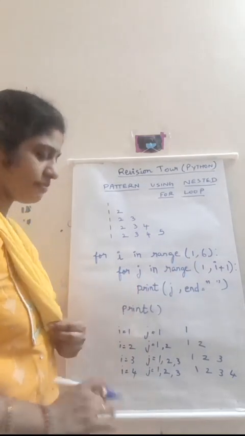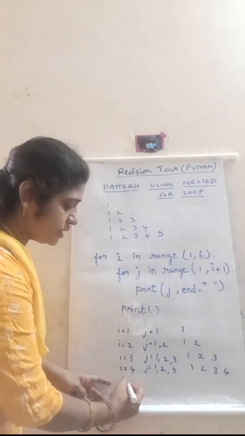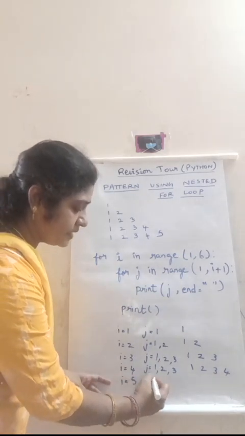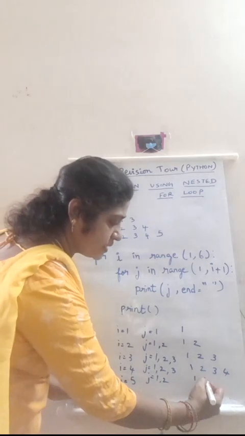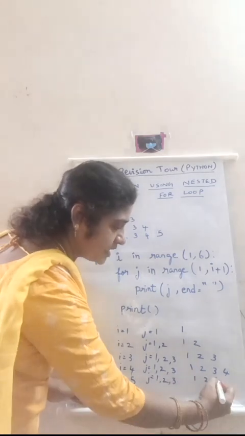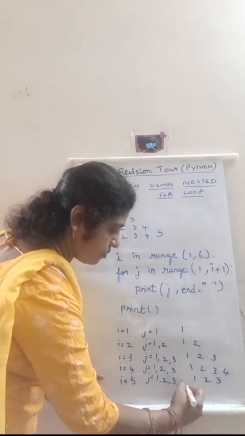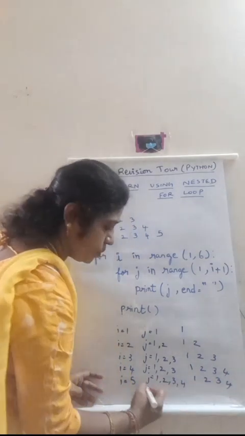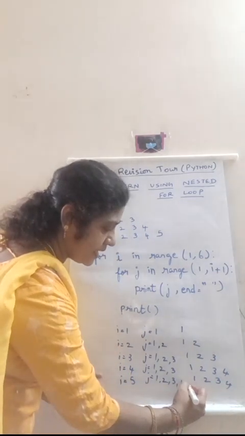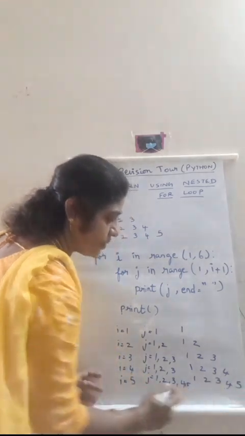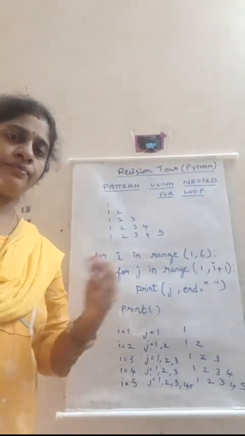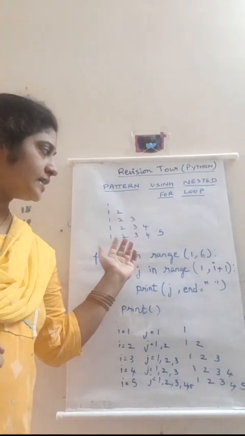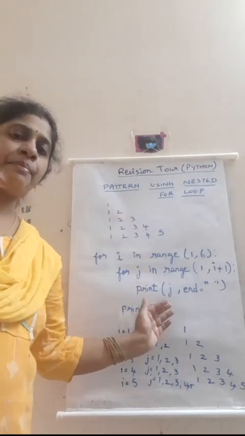It won't consider 5. So when i value is 5, when j value is 1, display 1. When it is 2, display 2. 3, display 3. When it is 4, display 4. When it is 5, display 5. When it is 6, it will come out of the loop. So this is how the nested for loop works for this pattern.